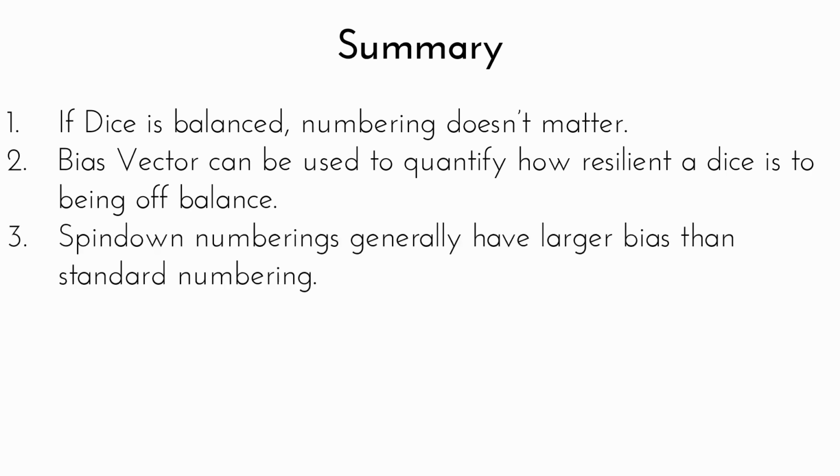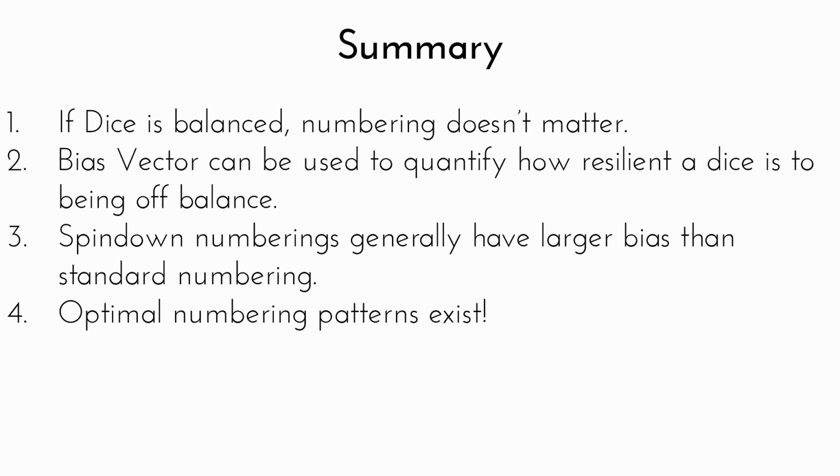Third, spin-down numbering generally has a larger bias vector, because similar values are close together. That means, in general, that off-balance spin-down dice are worse than similarly off-balanced standard numbered dice. Fourth, while standard numbering is generally better, it's not actually the optimal arrangement of numbers on any dice to minimize the bias vector. The optimal numberings have been determined and are all linked in the description below.